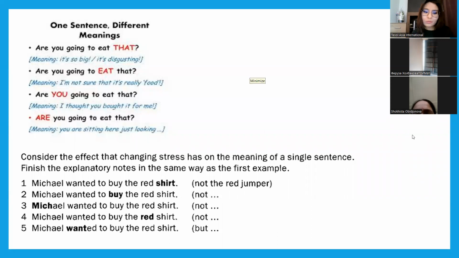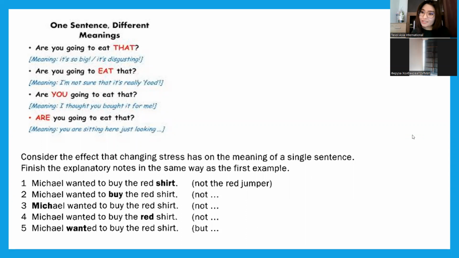What if we put stress on Michael? Michael wanted to buy the red shirt. That this is exactly Michael who wanted, not Shahzada. Michael wanted. Exactly. Michael wanted to buy the red shirt. Just here, not another color, but red. Yeah, not black. So Michael wanted to buy the red shirt, but not another color, not the blue shirt.